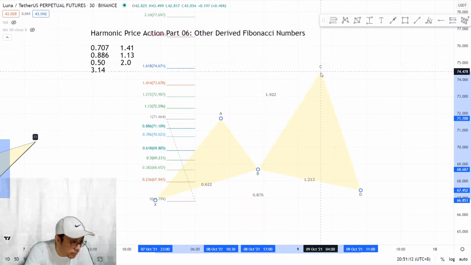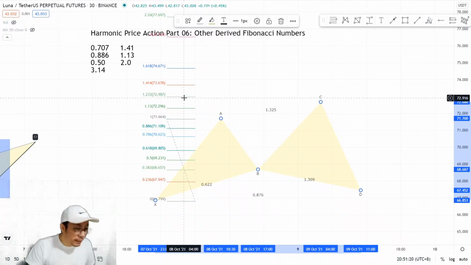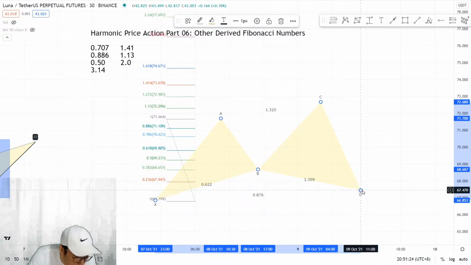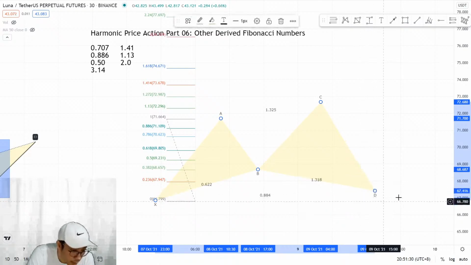Less than 1.618. Okay, but let's say for discussion purposes, it just crossed about the 1.13. It didn't even reach the 1.27. Then this is already a good example for that one. So our focus here is about the point D. Okay, this point D.